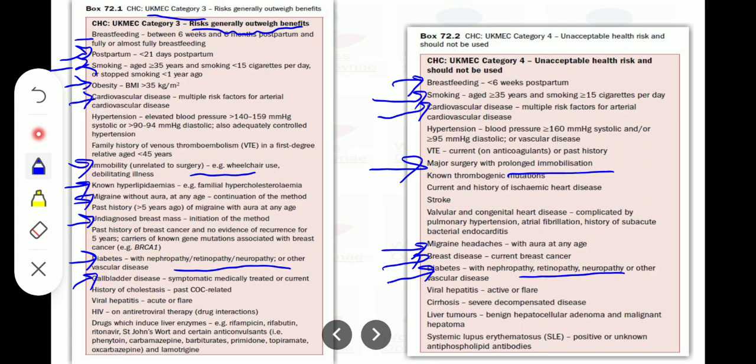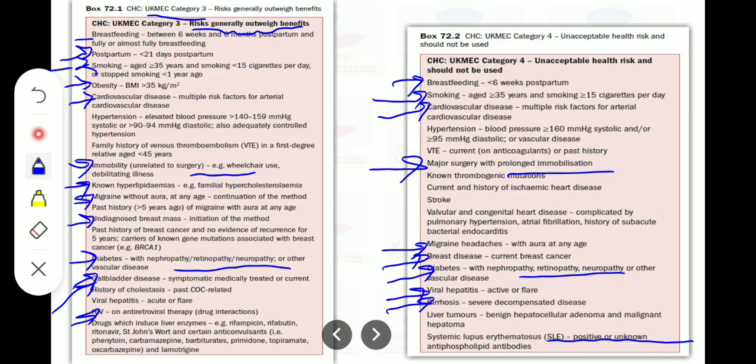About liver disease, it's written that in category 3, we may have a patient with a history of cholestasis, past COC related, or viral hepatitis acute or flare. But in category 4, viral hepatitis active or flare, or cirrhosis, severe decompensated disease, or liver tumor, benign hepatocellular adenoma, or malignant hepatoma. And if the patient has HIV on ART, then she is included in category 3. So HIV for category 3 and SLE, positive or unknown antiphospholipid antibodies, for category 4.